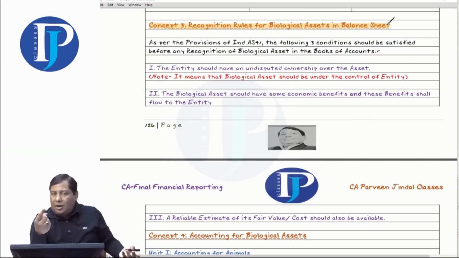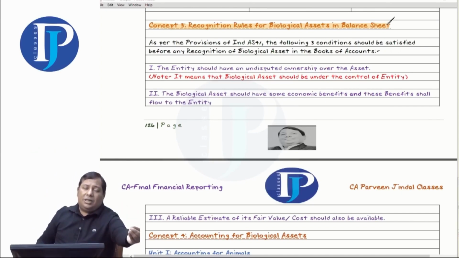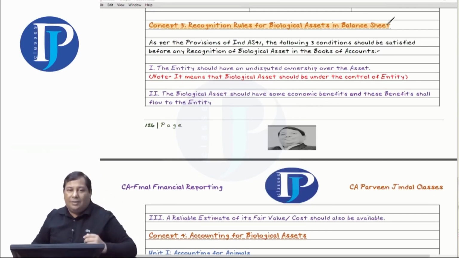There should be undisputed ownership and there should be some economic benefits. And the economic benefits shall flow to the entity. Now, the third is there should be a reliable valuation of the asset which you have to record on the balance sheet. However, if you don't know about the quantity or worth of the asset, how will you record it?